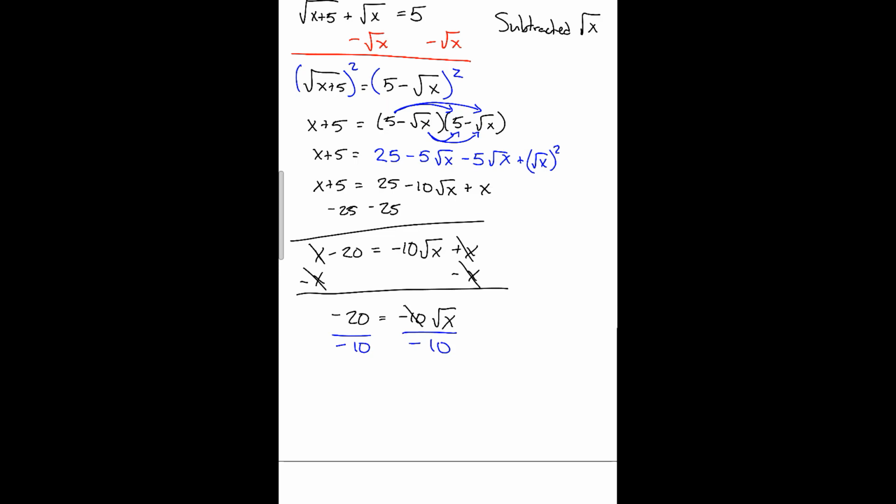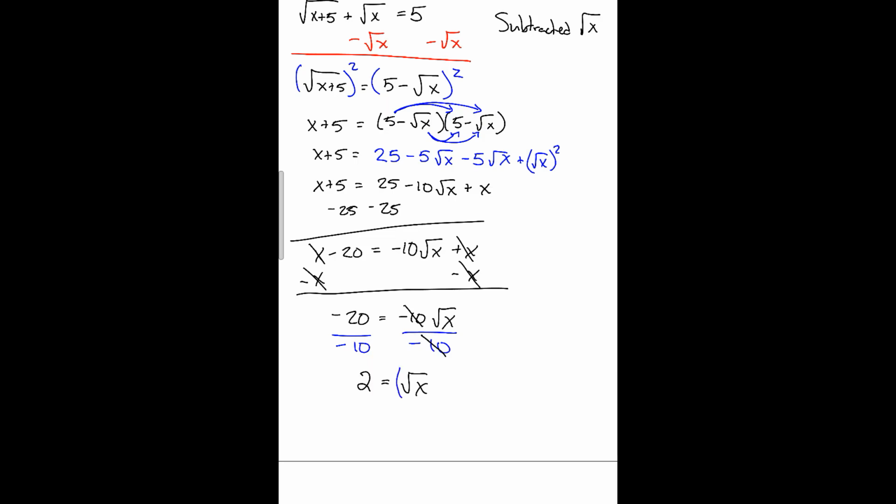The negative 10s divide out on the right side. And then on the left side, negative 20 divided by negative 10, well, that gets us a positive 2 equals the square root of x. But hey, wait a second. We need x, not the square root of x. So how do we undo a square root? We square both sides.